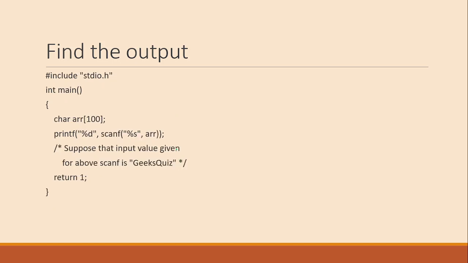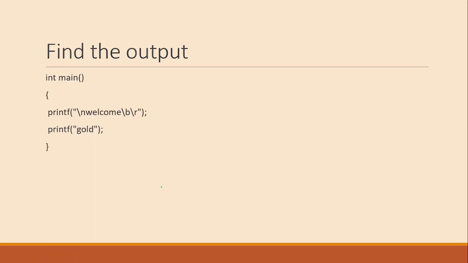Now coming to the next one. In this case, I am scanning an array. I get an input for an array. Suppose this is given as an input, "quiz". Now scanf will return how many inputs it is getting. It is actually getting only one input in this case. So it will return 1 to this printf. So the output will be 1 in this case.